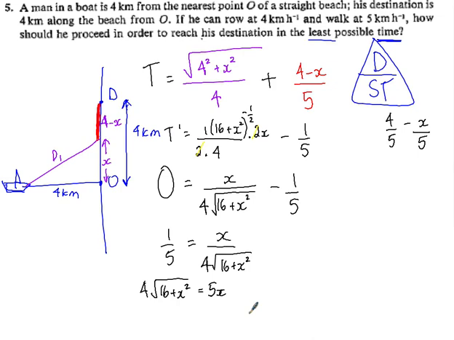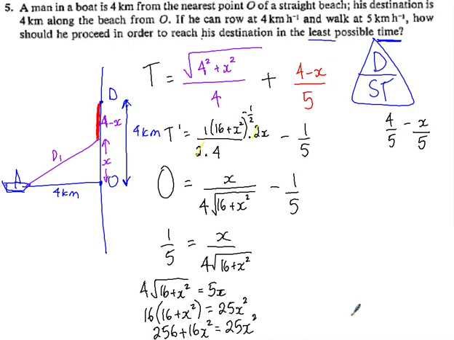Okay, so what can we do now? We want to get rid of that square root sign, which means we need to square everything. So we've got 16 times (16 plus x squared) equals 25x squared. Then brackets, 16 times 16 is 256, plus 16x squared. And then let's collect the x squareds. 25 minus 16. So 9.